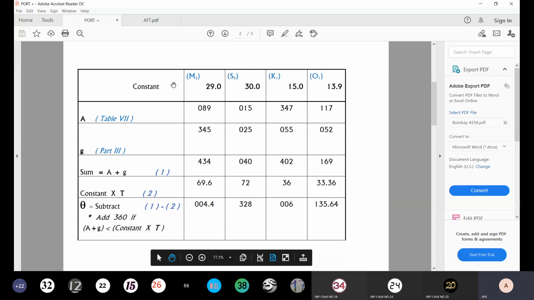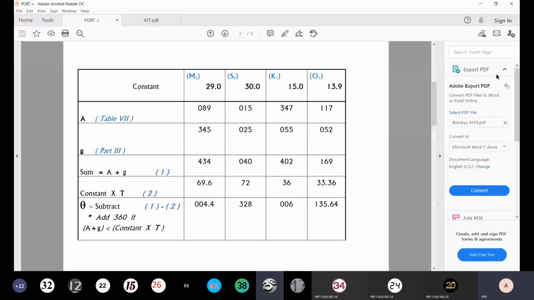And these columns you call them as constant: M2, S2, K1, O1, and the value of constant will be 29 for M2, 30 for S2, 15 for K1, 13.9 for O1. So this constant means this value 29, 30, 15, 13.9. The column is named as M2, S2, K1, O1. So under M2, what is the constant? 29. Under S2, what is the constant? 30.